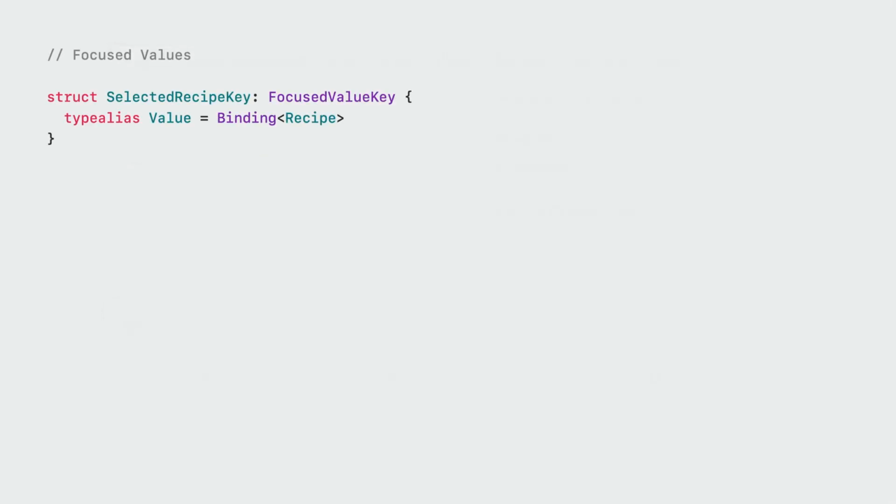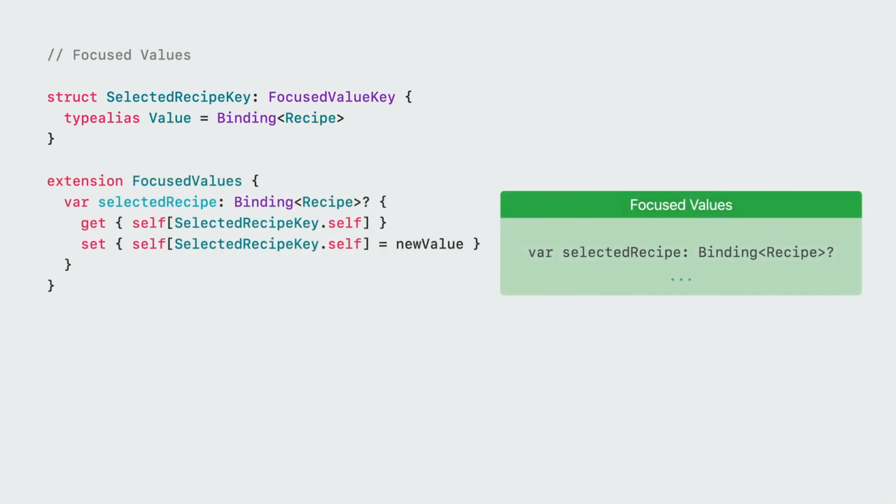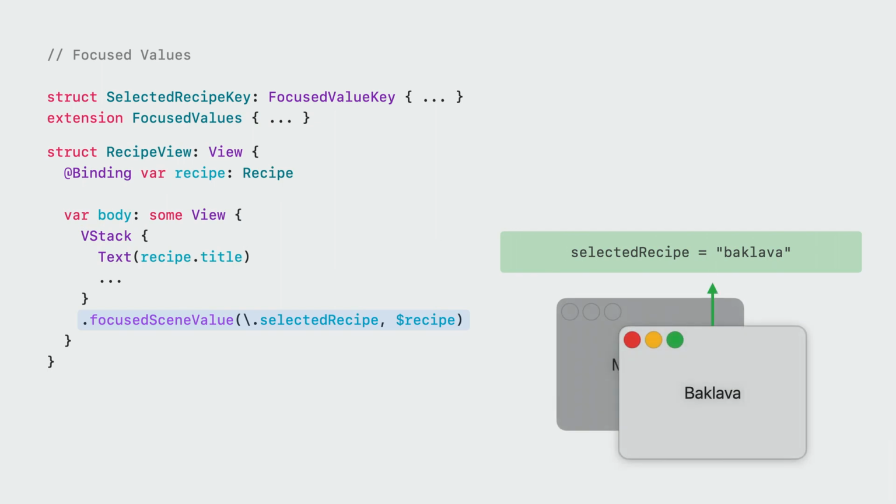Creating and using focused values is similar to creating and using custom environment keys and objects. You define a new key using the focused value key protocol, and then extend focused values with a computed property that uses the new key to get and set values. The data you use comes from your scene's views and can be a value, a binding, or an observable object. In any case, you use a family of view modifiers to associate the data with focus being in that part of the view hierarchy.